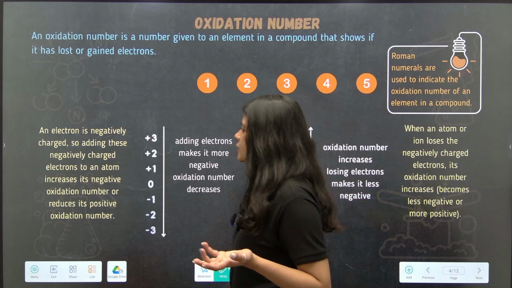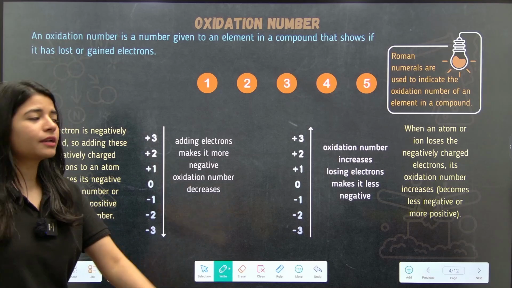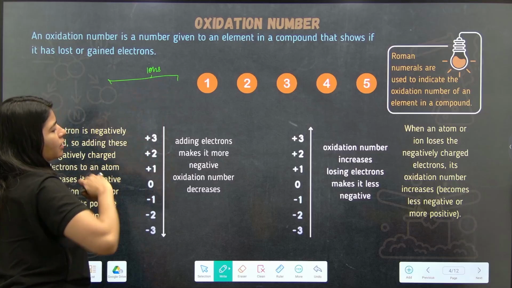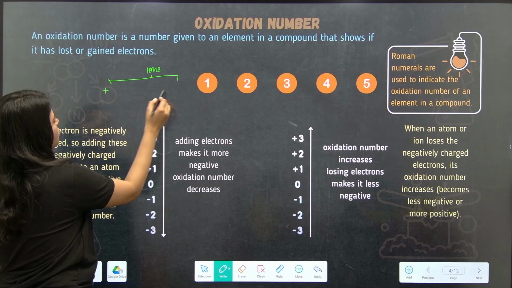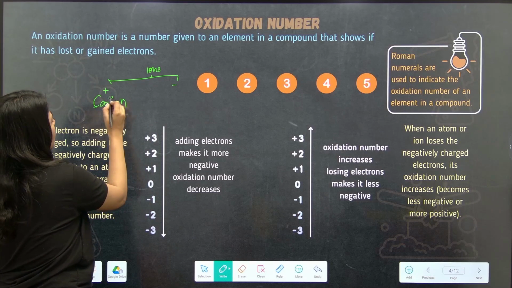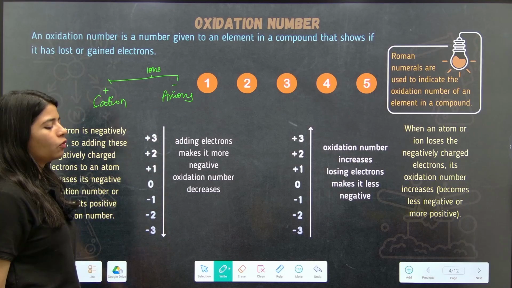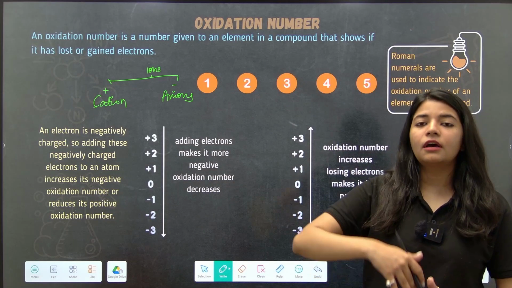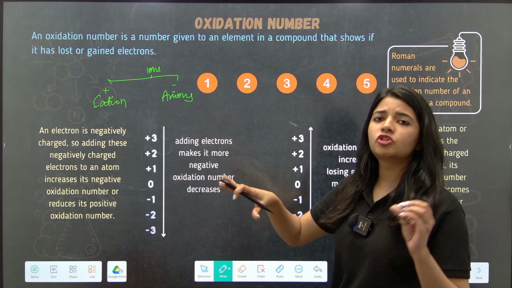Now what is oxidation number? We have read this before also, that there are two types of ions. What are ions? Ions are charged particles, charged species. So ions are either positively or negatively charged. Positively charged ions are known as cations and negatively charged ions are known as anions. Now, why does an ion form? When any element either loses electrons or gains electrons, then it possesses a charge.